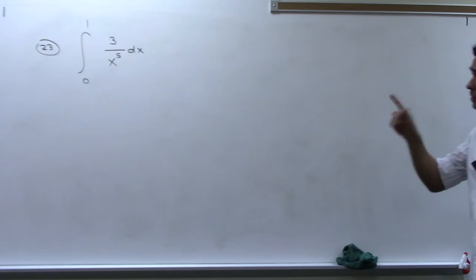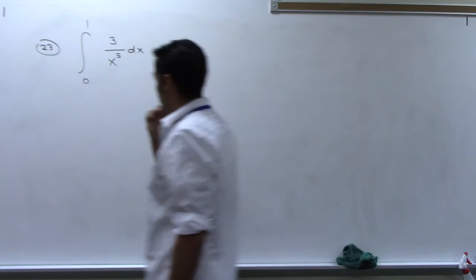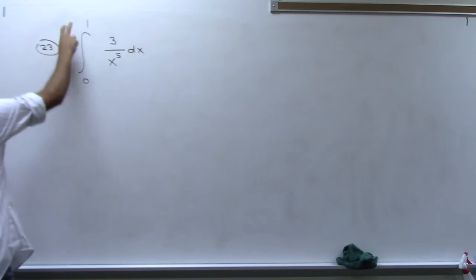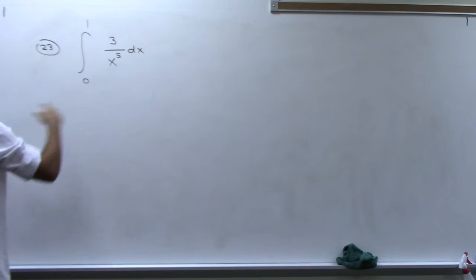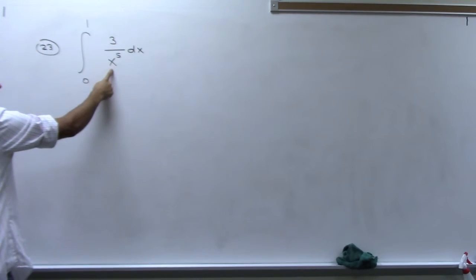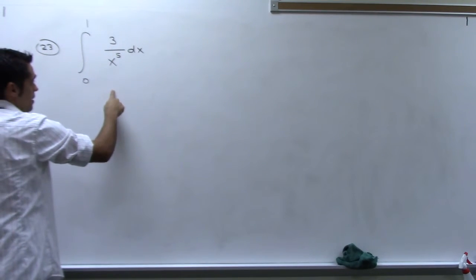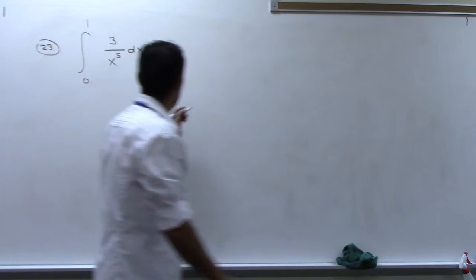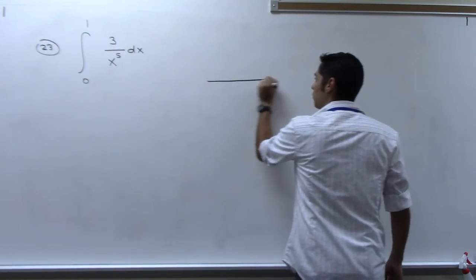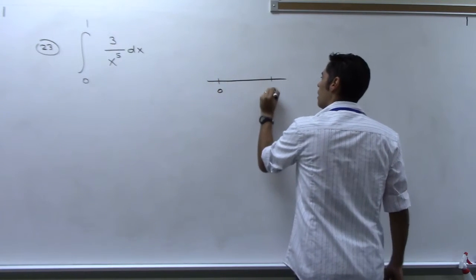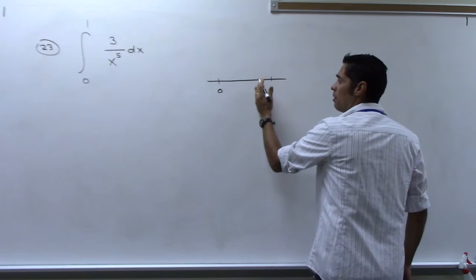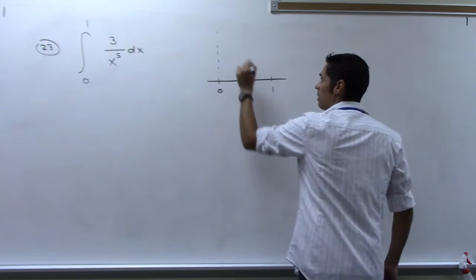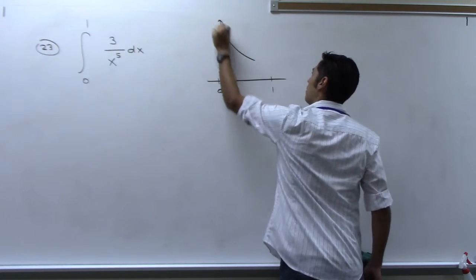All right, so this is the first one I've done so far that's the type 2, because neither one of these are going to infinity. And we do have a discontinuity. If x is 0, then this isn't defined, but 0 is part of my interval. So when we're looking at this, my interval goes from 0 to 1. I'm trying to find the area underneath the curve here, but at 0 I know I have some sort of asymptote, so my function probably takes off to infinity.